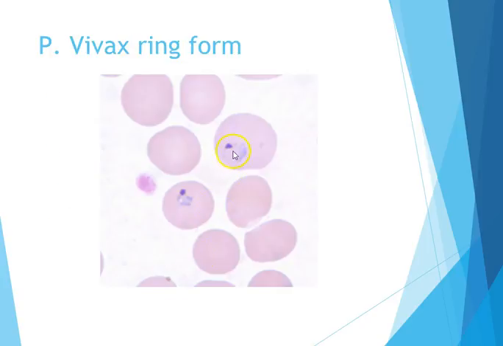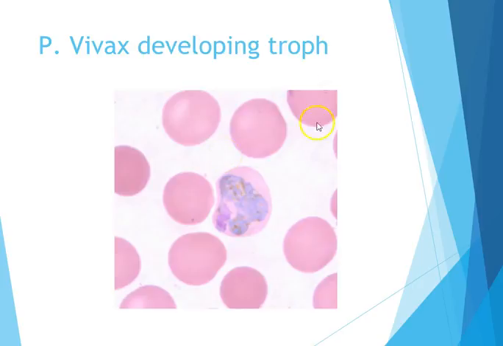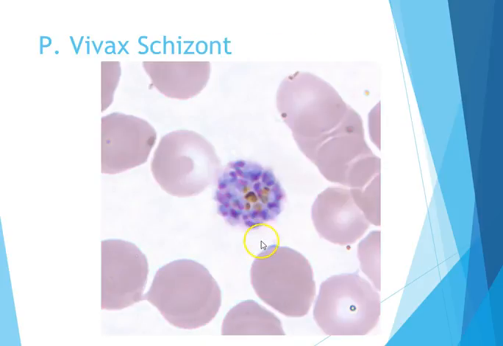Okay, this is the ring form. This one has a large chromatin dot and a vacuole, just like we said it's supposed to. The vivax developing troph here is irregular and amoeboid. See how it looks like it has a pseudopod? It looks amoeboid. This is the vivax schizont, and if you count these, there should be 12 to 24. They typically have this golden brown pigment.